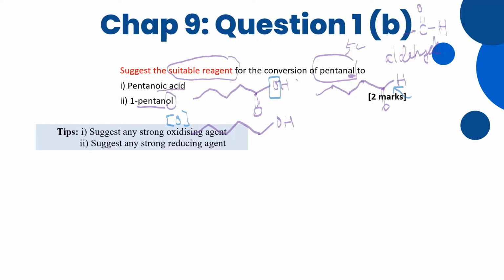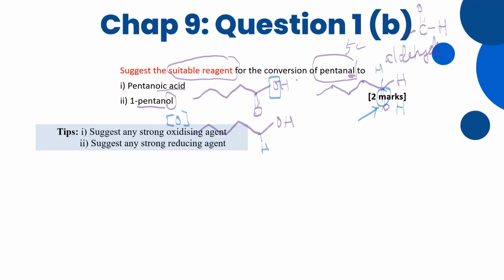And for pentanol, basically you can see that we are actually adding hydrogen, because you can see that the double bond has disappeared. There's no more double bond here. So you actually add in hydrogen here so that the double bond disappears. And there is another hydrogen here, which is something like this.